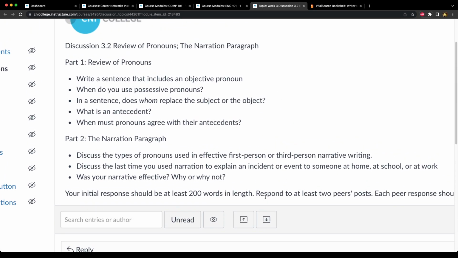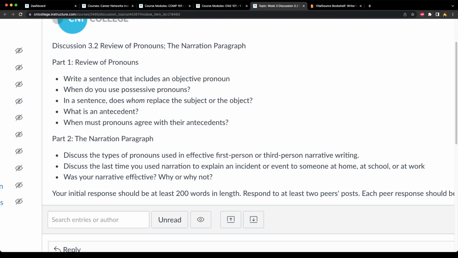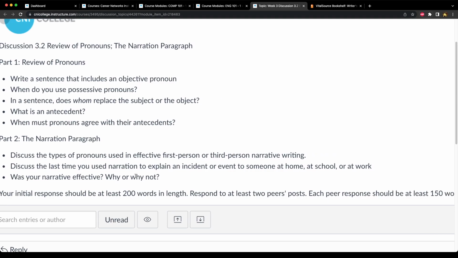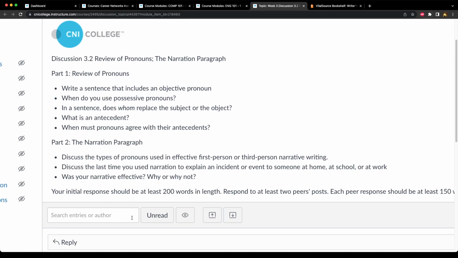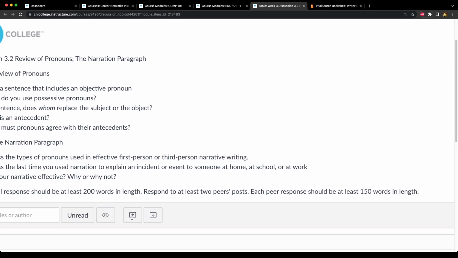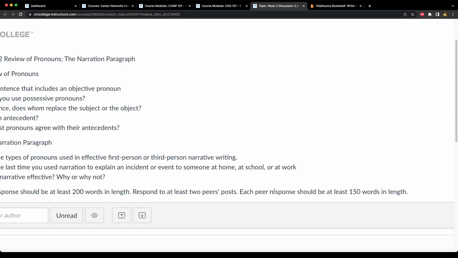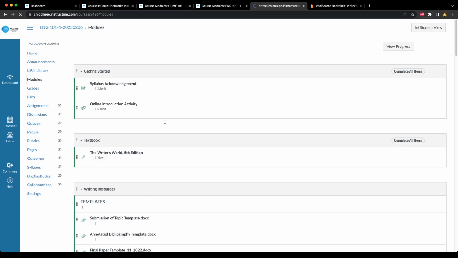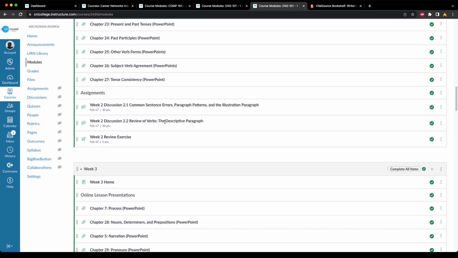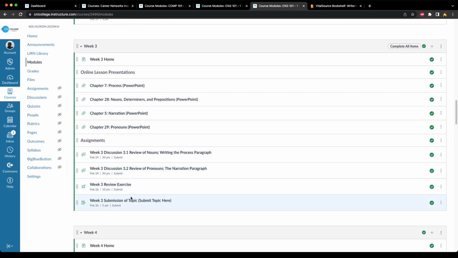So as you're doing all these, again, everything here should be at least 200 words in length, and you're going to respond to at least 2 peers' posts, and each of those responses should be 150 words each, okay? And again, your initial responses are due by Wednesday before midnight. Your peer responses, both of them, will be due by Friday before midnight. And after you get all that done, again, work on your submission of topic.